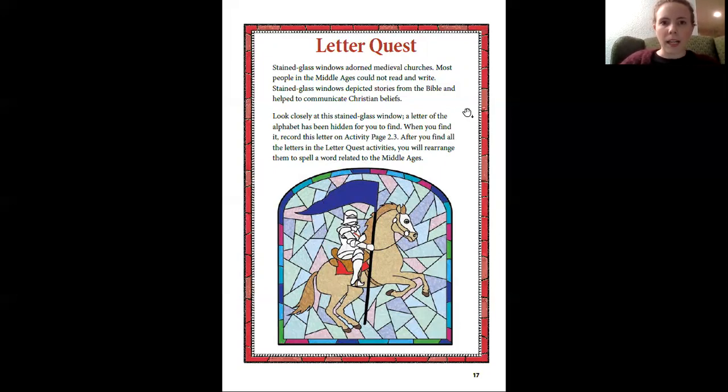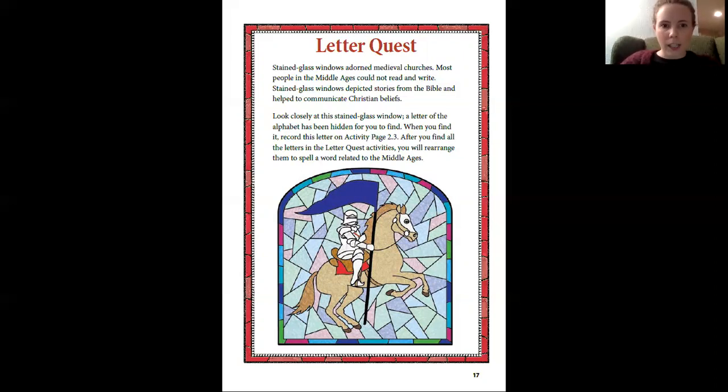Most people in the Middle Ages could not read and write. Stained glass windows depicted stories from the Bible and helped to communicate Christian beliefs. Look closely at this stained glass window. A letter of the alphabet has been hidden for you to find. When you find it, record this letter on your journal.